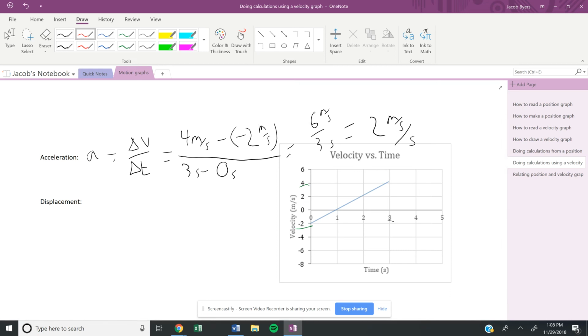Displacement, again, we are going to look at that area between my line and the x-axis. Okay, so we draw some lines here. We've got the first triangle and the second triangle. We separate these two out because here at 1 second, we've stopped, okay? We've stopped because our initial velocity is negative, so here we are moving backwards. At time 1, we stop. Then here we're moving forwards.